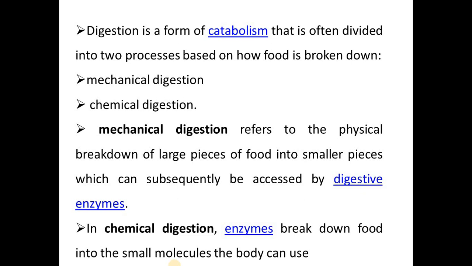So digestion is a form of catabolism that is often divided into two processes based upon how the food is broken down. It is differentiated into two types: one is mechanical digestion, another one is chemical digestion. Mechanical digestion refers to the physical breakdown of larger pieces of food into smaller pieces, which is subsequently acted on by the digestive enzymes. Whereas in chemical digestion, the enzymes break down the food into smaller molecules so that the body can use them.